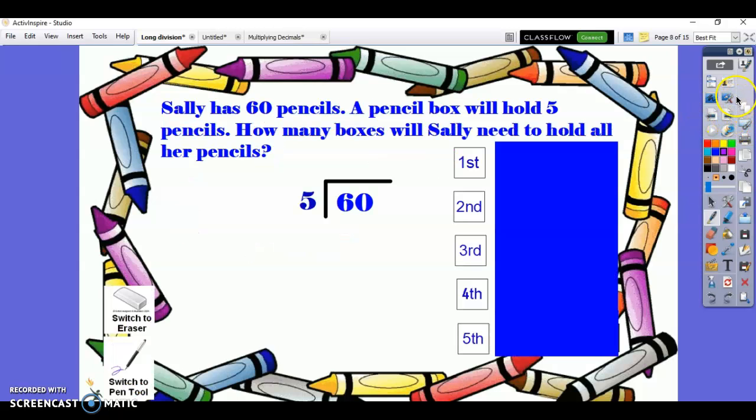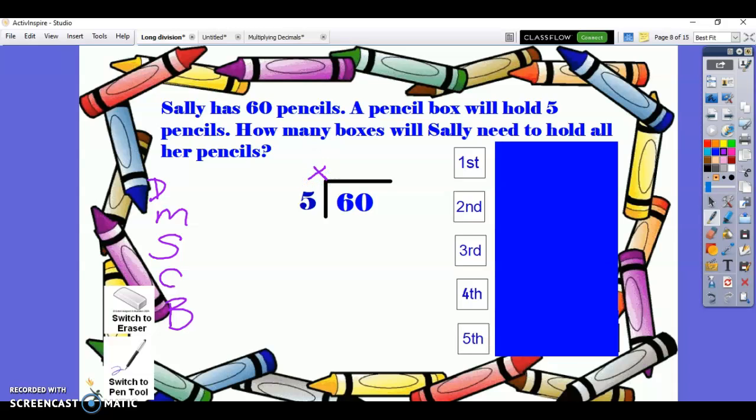All right, so Sally has 60 pencils. A pencil box will hold 5 pencils. How many boxes does Sally need to hold all her pencils? So we're going to go through our steps and review. Let's see if you remember. Does McDonald's sell cheeseburgers? So we're going to start here. How many times can 5 divide into 6? So remember to put your X.